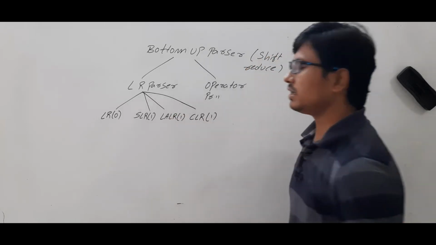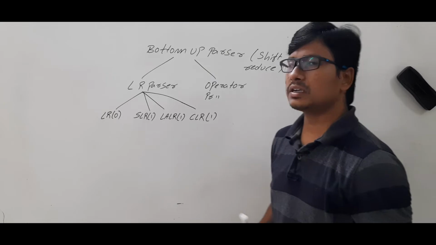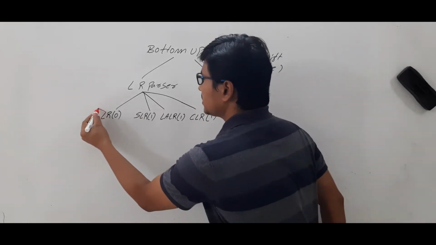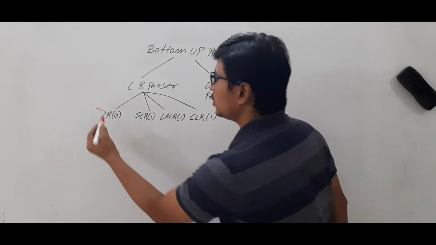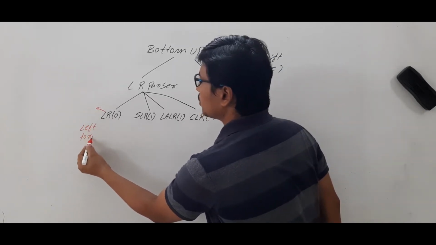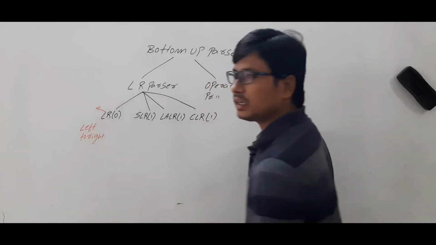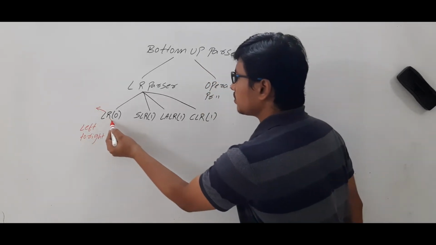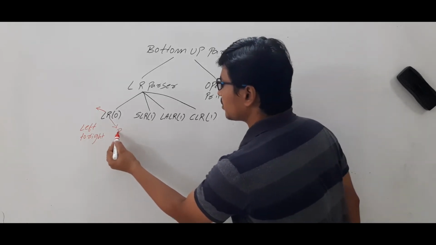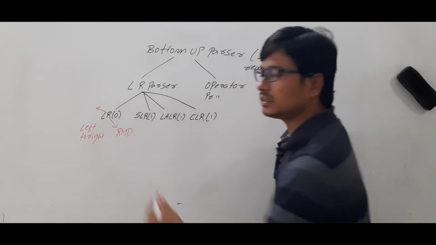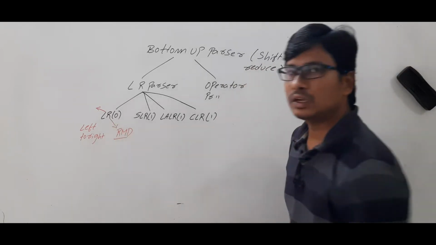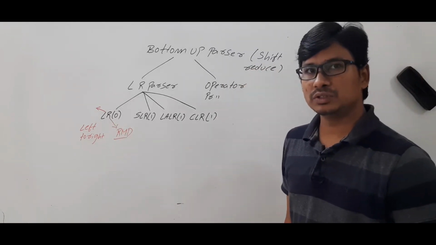Is it clear? Now you can ask me what is LR. The first L represents that you are reading the input from left to right. And the next R represents that you are doing the reverse of rightmost derivation. Is it clear? Are you able to understand? The next R represents the rightmost derivation.